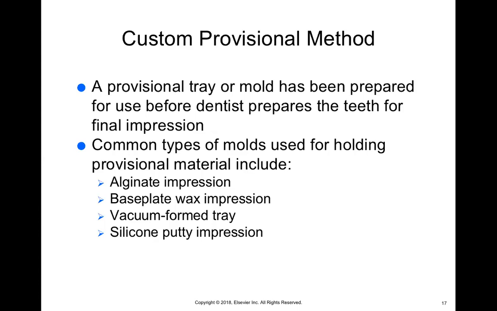You can use a vacuum form tray. So a vacuum form tray is very similar to those plastic retainers that are used after you have braces, or bleaching trays, or you can use a putty impression. And the silicone putty is literally, you just take two pieces of putty like Play-Doh, and one is going to be a base, one is going to be a catalyst, and you mix them together, and that creates a reaction that you can put on the patient's teeth, and then that will create an impression for you. And we're going to talk more about the putty in our chapter for 125.